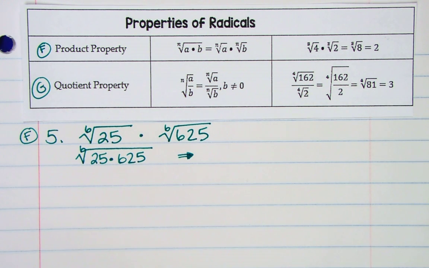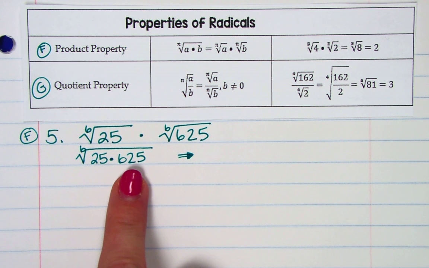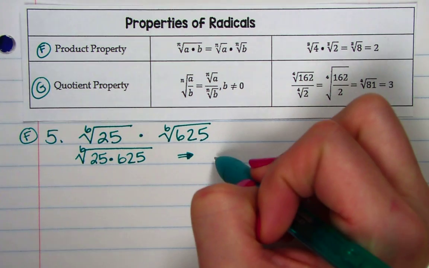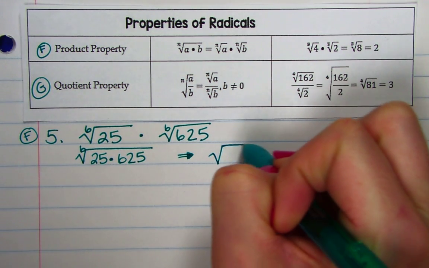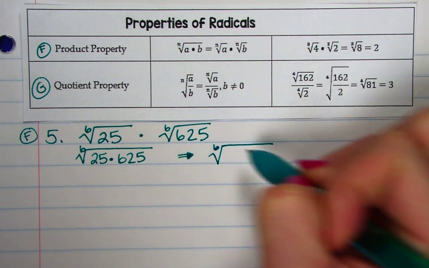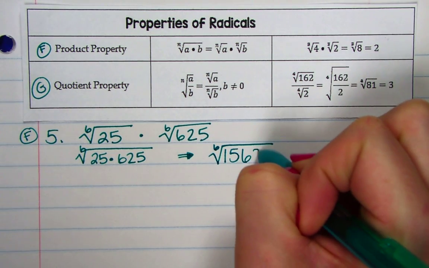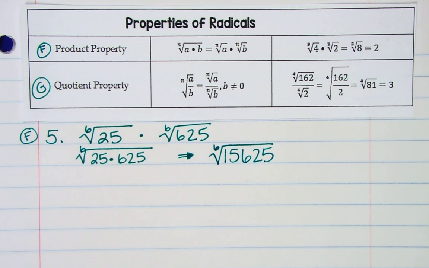And go ahead on your calculator, just multiply 25 times 625. Don't do the root yet. Just multiply 25 times 625 and tell me what we're getting. 15,625. Okay, good. Now at this point, especially when it's a big number like this, we want to make it small.